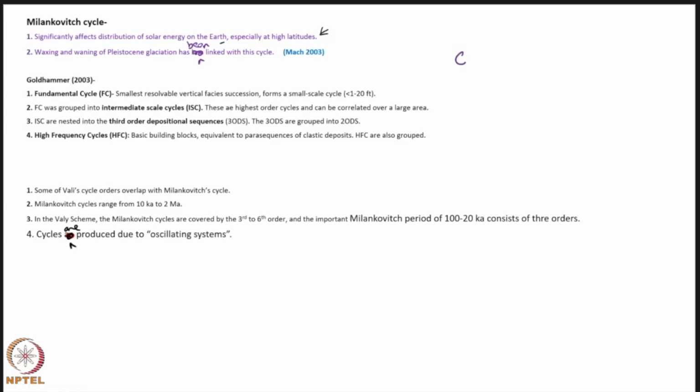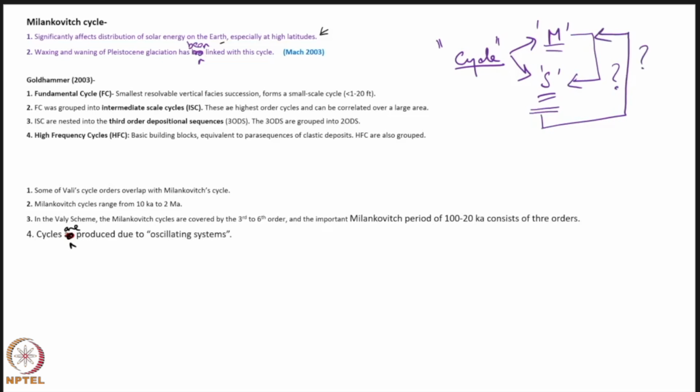We see the use of the word cycle in the case of Milankovitch work and also in the case of sedimentation. Is the meaning of cycle the same in both cases? Can the Milankovitch cycle be linked with the sedimentary cycle? Is it possible to study the sedimentary cycle and comment about the Milankovitch cycle?